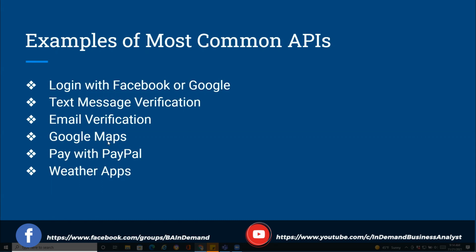PayPal already has my credit card information. They know who I am. So when I want to pay with PayPal, it's a simple login to my account, one account versus so many others, and they have my credit card on file. So that makes that process a lot easier for me. Okay, and then weather apps are another example of APIs.